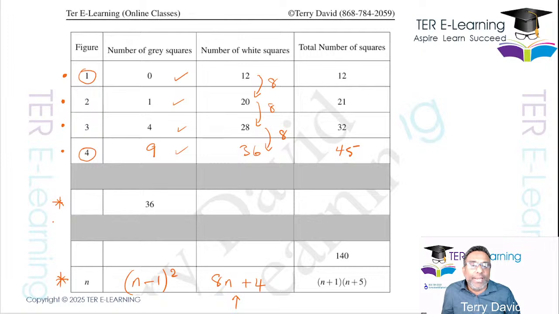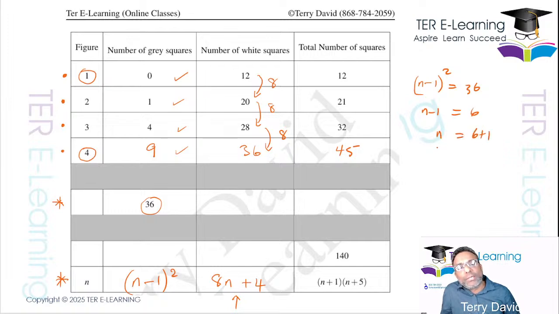For the rest of the table, we have 36. So we need to figure out what the figure number is here. For this figure number, I'm going to put n minus 1 squared. That's the formula, and you put that equal to 36. Therefore, n minus 1 is equal to the square root of 36, which is 6. And therefore, n is going to be 6 plus 1. So n is 7, which corresponds to figure 7.